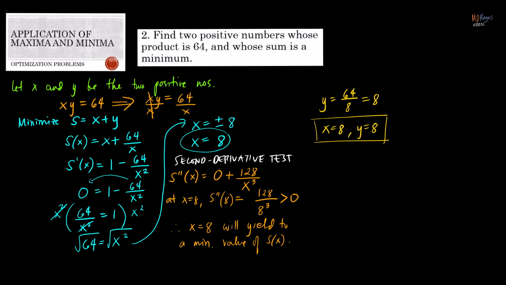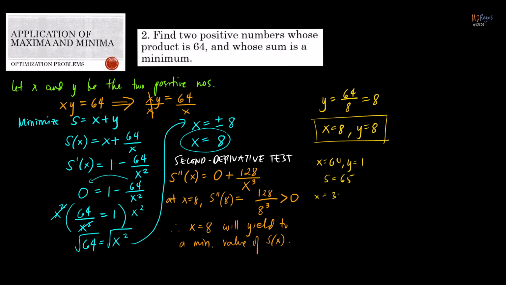Well, you can try other combinations of numbers like 64 times 1. Those are two positive numbers also whose product is 64. But if we sum them up, we get 65, right? So let's say, for example, x is 64 and y is equal to 1. Their product is 64, but their sum is equal to 65.